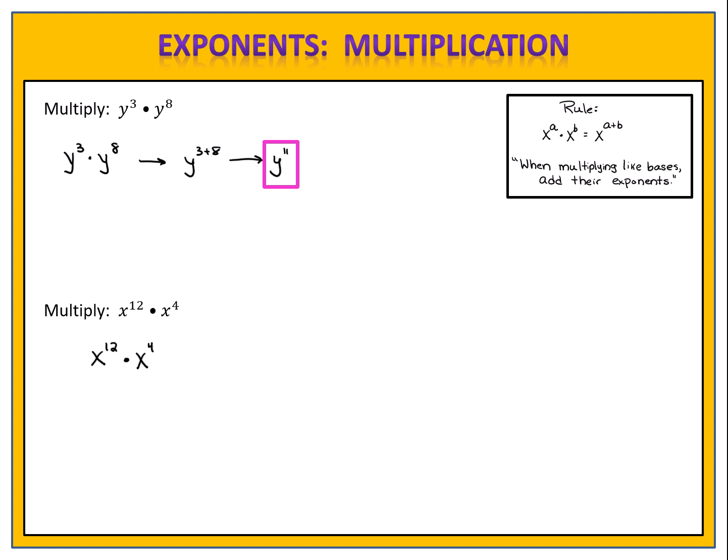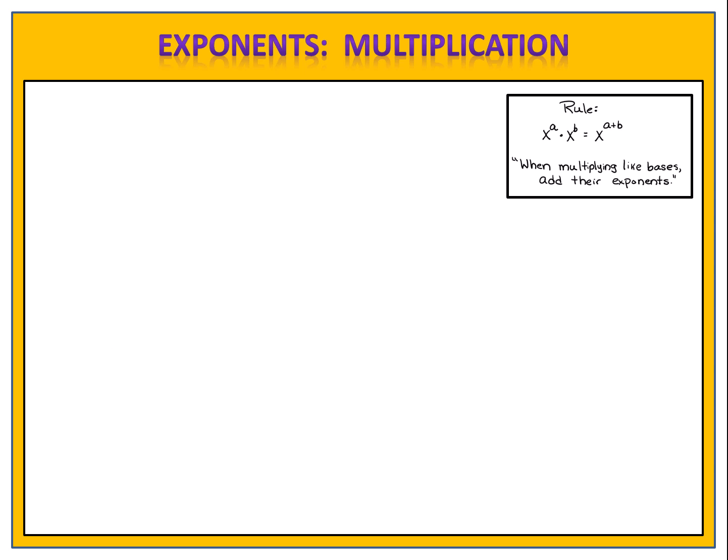Let's see how you did. We have like bases of x, so we can add the exponents 12 and 4 together. 12 and 4 is 16, so the answer to the product x to the 12th times x to the 4th is x to the 16th. In our next exercise, we'll add a coefficient. We want to multiply 6a to the 4th times 2a to the 3rd.